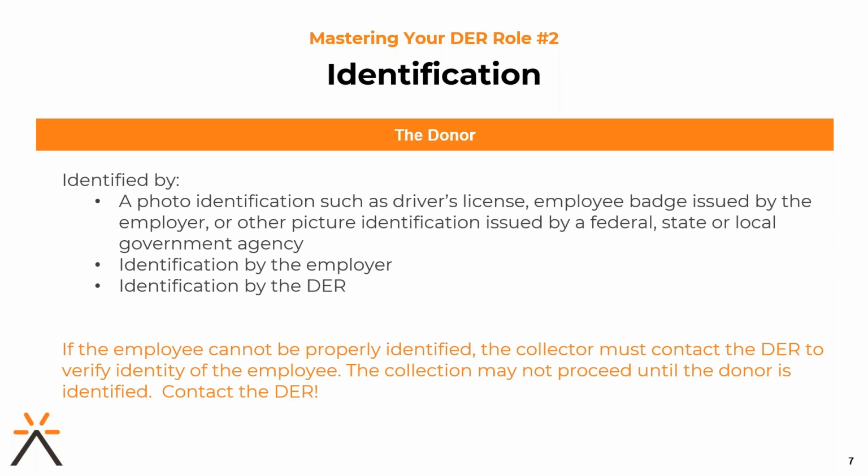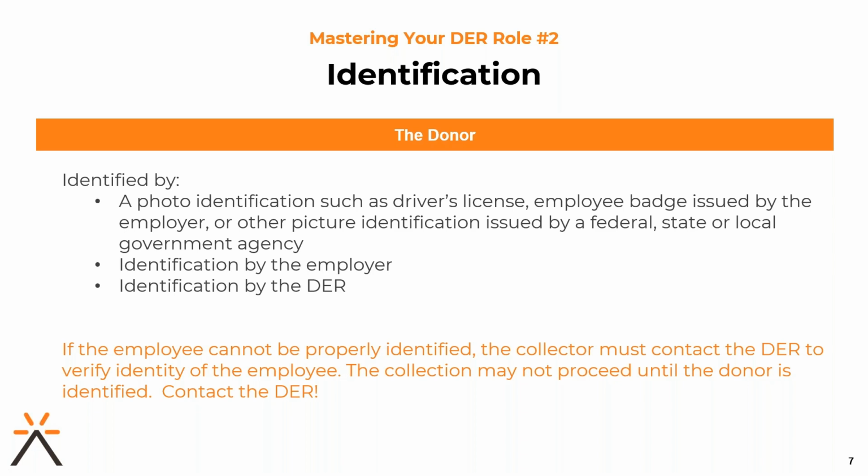Identification. When we identify the donor, there are certain things that we should and shouldn't do. Identification is a photo ID, mostly a government-issued one like a driver's license. Most employers have an employee badge. That's definitely acceptable, or other identification by federal, state, or local government agencies. The employer can also identify the person. If the supervisor is there, the supervisor can come in and say, yes, this is Holly Rainwater. Then the DER can also do that as well if that DER is there on site.